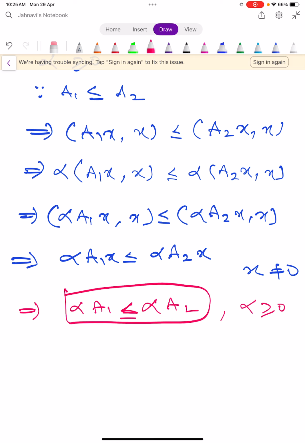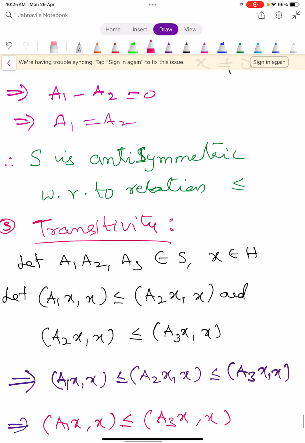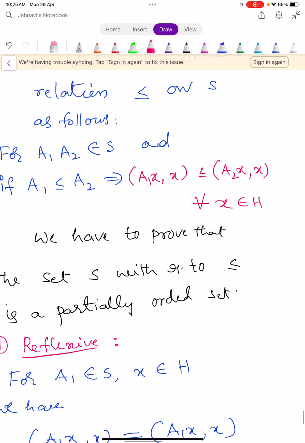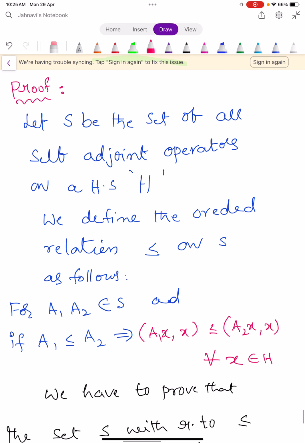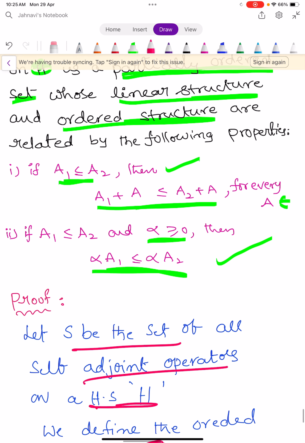That's it. This completes the proof of our theorem. So remember that the set of all self-adjoint operators defined in a Hilbert space capital H forms a partially ordered set with respect to the relation less than or equals to, and it also satisfies two other properties: a1 plus a less than or equals to a2 plus a, and alpha a1 less than or equals to alpha a2, whenever a1 less than or equals to a2.